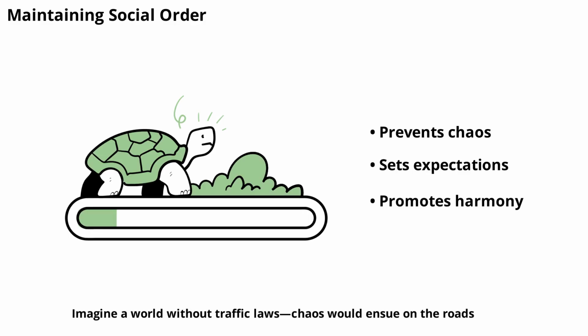One of the primary reasons for government rules is to maintain social order. Imagine a world without traffic rules. Chaos would ensue on the roads, making travel dangerous for everyone. Rules provide structure, helping people understand what's expected of them and what behaviors are unacceptable. This structure is vital for preventing conflicts and ensuring that society functions smoothly, allowing people to live together harmoniously.